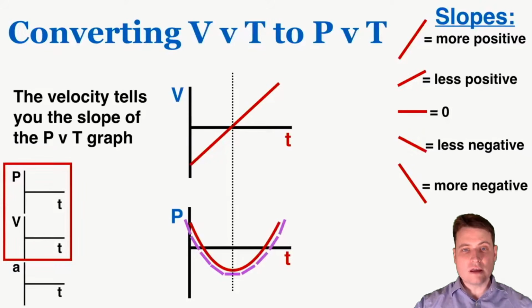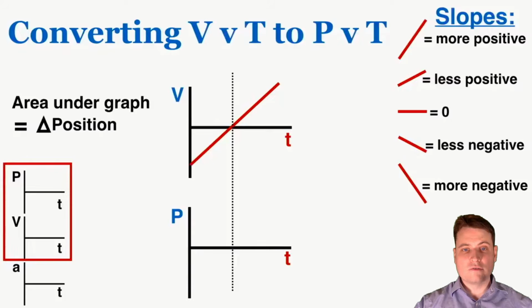You can also use the area under the curve if you want, where each individual area under the curve tells you how much the object's position changes over time. So it basically also tells you the value of the slope. So here you can see that the areas under the curve can tell you the values of the slope. They're either very negative, less negative, 0, positive, or more positive like this.